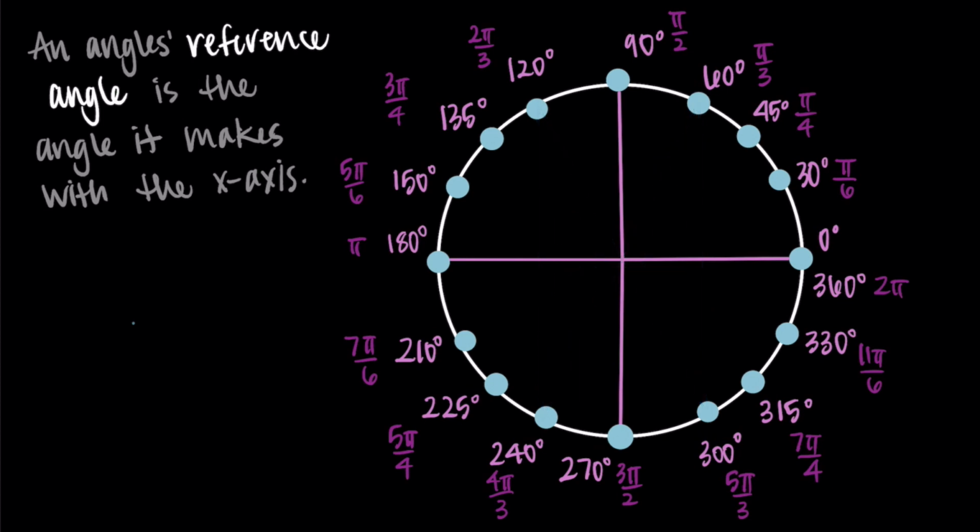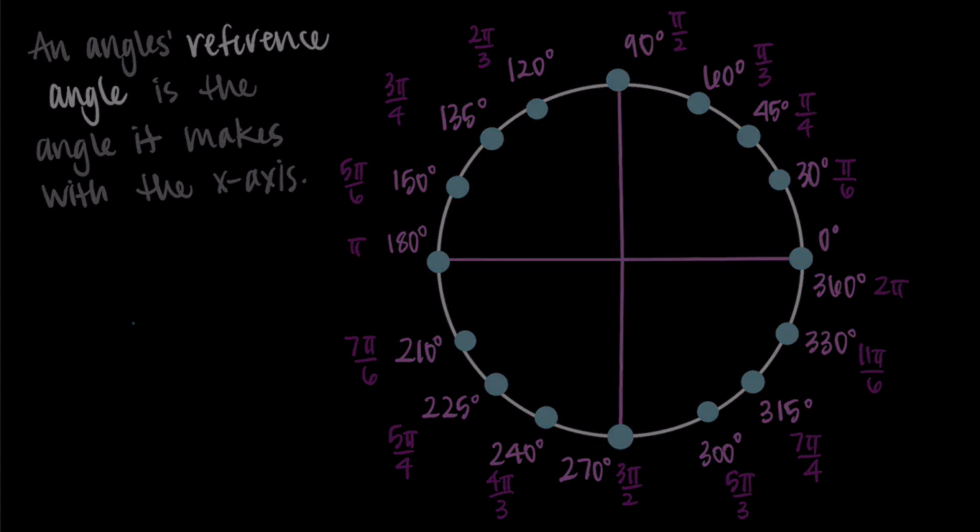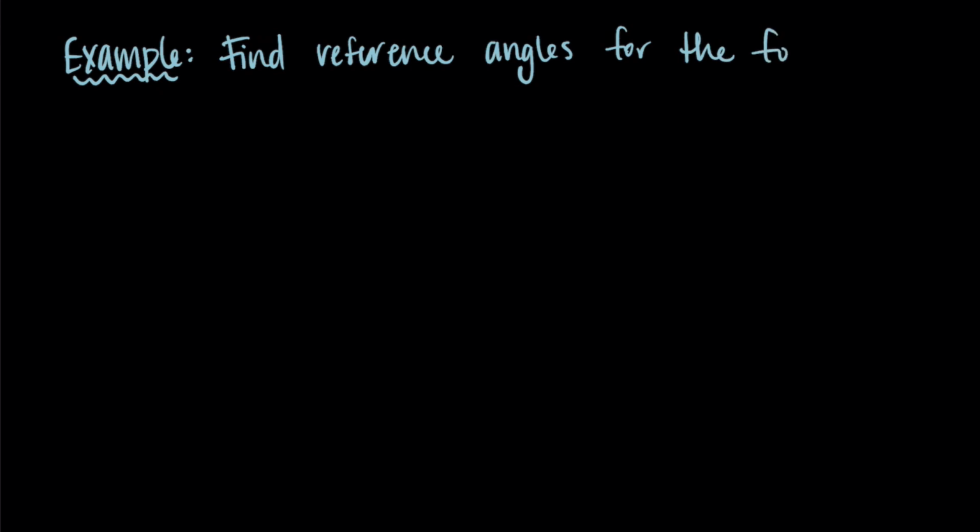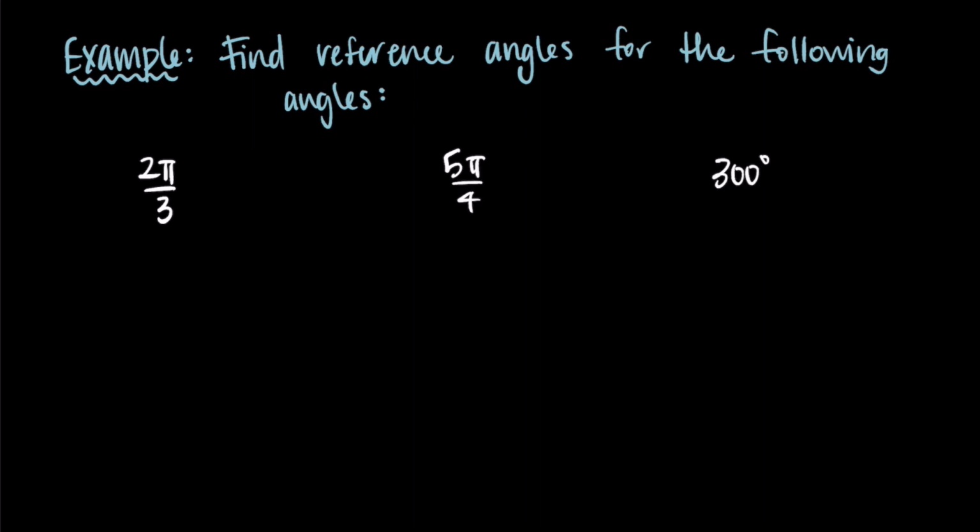Okay, so given this idea, let's practice finding some reference angles. We're going to try to do this without looking at a unit circle. I'm just going to test you a little bit to think about these values and how you can relate them to the unit circle without looking at it, just to really get that connection in your brain. So let's find reference angles for the following: 2 pi over 3, 5 pi over 4, and 300 degrees. I'll do the first one with you, and then you can try the other two.